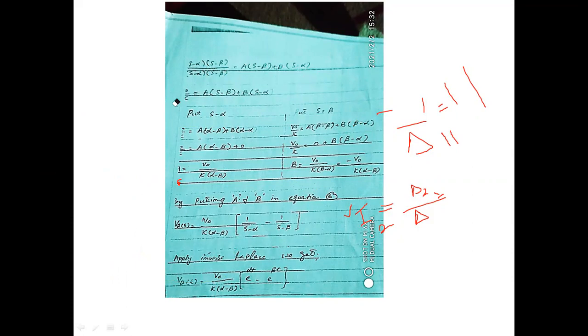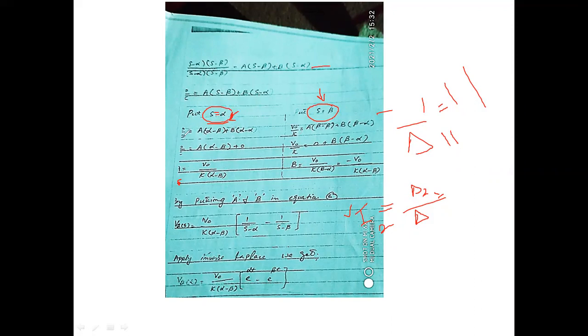So 1 is equal to a into s minus beta plus b into s minus alpha. In order to find the a and b values, for a, put s is equal to alpha, and in order to find b, we have to put s is equal to beta, because by putting s is equal to beta, a will be equal to 0, and by putting s is equal to alpha in this equation, b will be equal to 0.